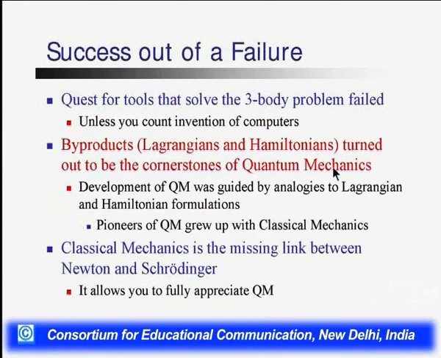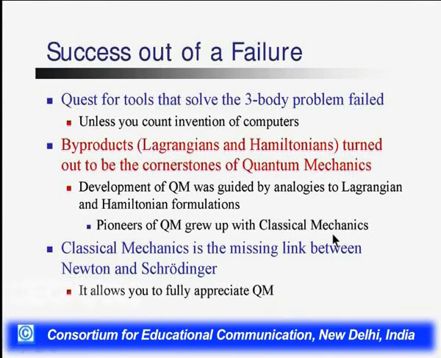And what are the successes out of the failures? There we define the three body problem, which failed because we did not have the invention of the computer at that time. That's why it was not explained. As a byproduct, the Lagrangian and Hamiltonian formulations turned out to lead to quantum mechanics.